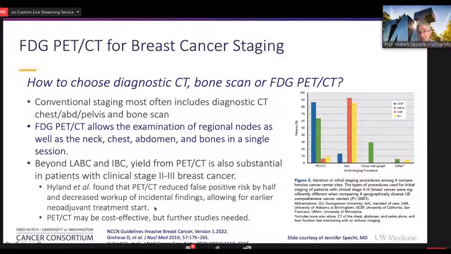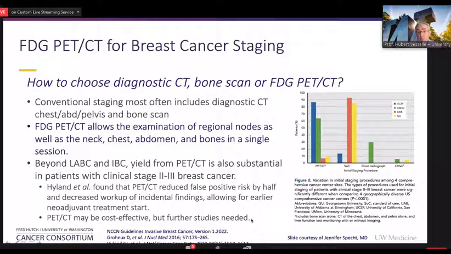Often when we do a CT scan with IV contrast, we'll see a little hypodensity in the liver, and we're not sure if it's a small cyst, and we'll try by ultrasound if we can see it and characterize it. We can try an MRI. With a PET-CT, we'll know right away whether it is hypermetabolic, that is FDG avid, or not. So PET-CT may be cost effective if you replace chest, abdomen, pelvic CT, and bone scan, but further studies are needed to determine that.